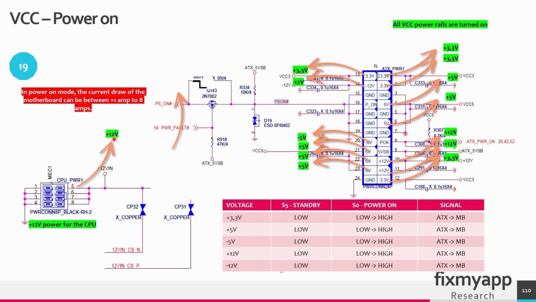Also, the plus 12 volt will be generated for the CPU, so this is a separate connector, the CPU connector. On this connector you can measure the plus 12 volt, and this 12 volt will be converted into a VCORE of plus minus 1 volt. In the power on state, the current draw of the motherboard can be between 1 to 8 amps. And that's because the CPU is turned on and the CPU needs a lot of current.